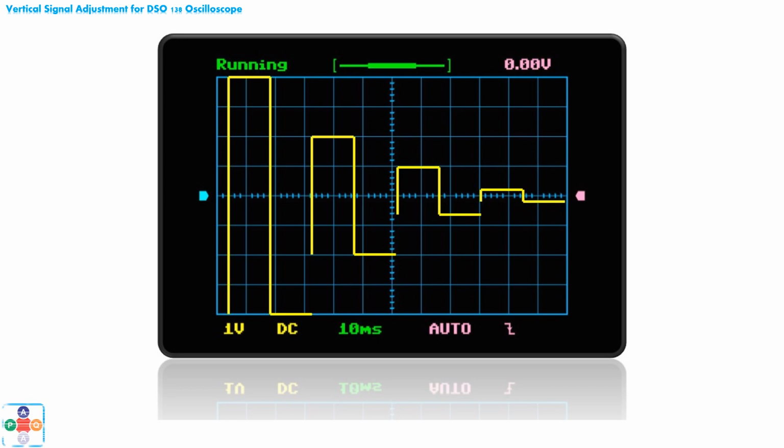In this video, we will go to the next step and demonstrate how to adjust and manipulate a signal vertically. We will learn about the voltage range selector and what the function of the multiplier selector is as well. So, let's get started.